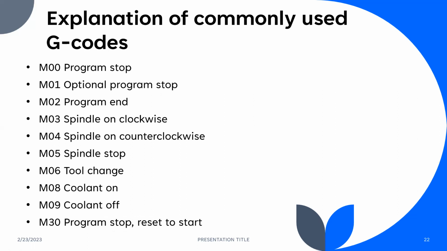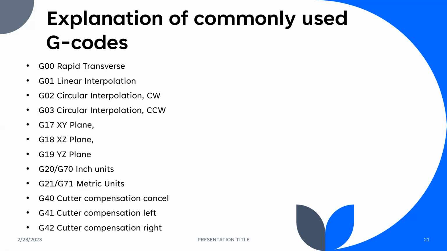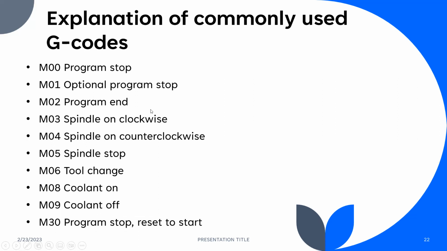Don't worry. So next one is M00, that is programming stuff. Already I told you, see here. This is all machine operation, this one is workpiece operations, and this one is machine operations. See, program stop, optional program stop, program end, spindle on, spindle off, spindle stop, tool change, coolant on, coolant off, program stop, and reset to start. This is all machine control. For example, this is the M code.